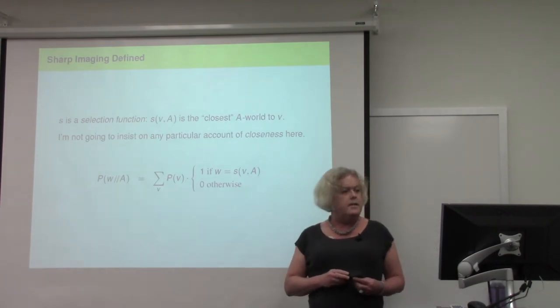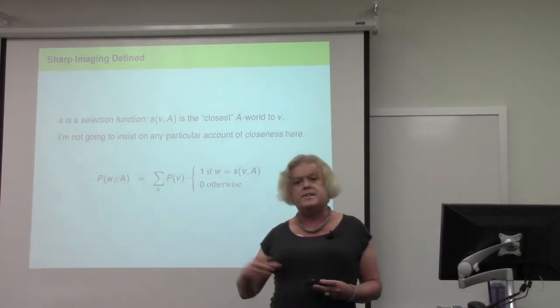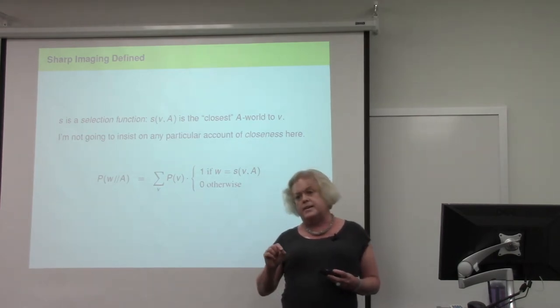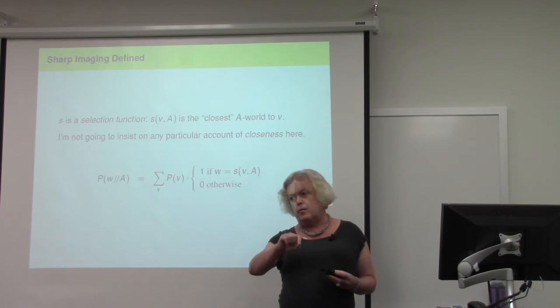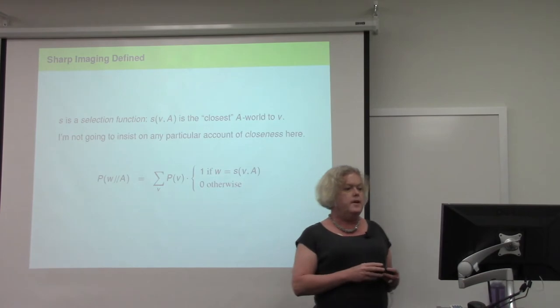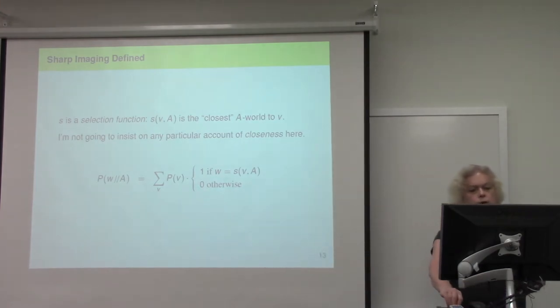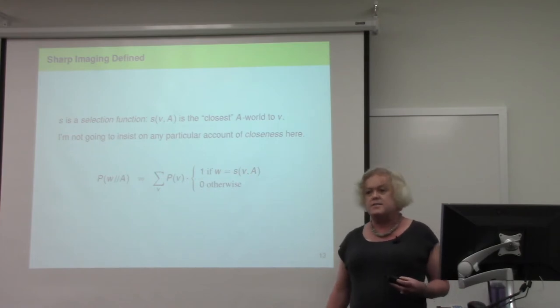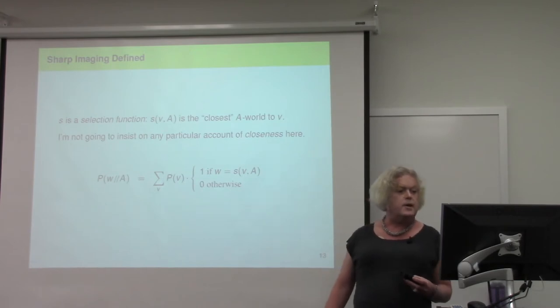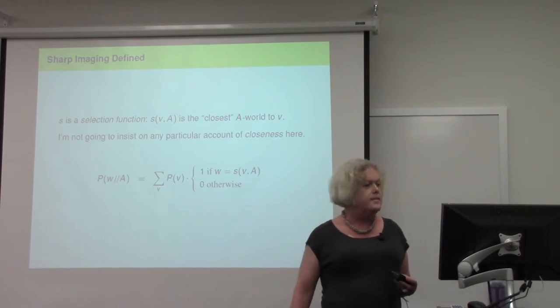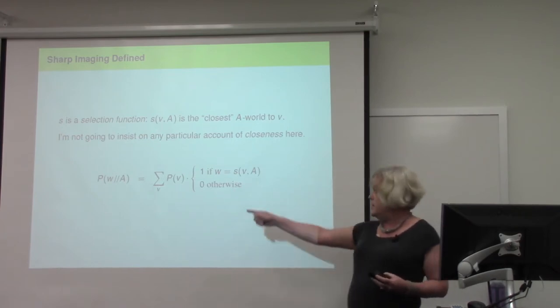Okay, so let's think about the case of sharp imaging. Sharp imaging, as in the diagram I just drew, is where all of the probability is assigned from a prior world to a single A world, right? Where the single A world closest to V is chosen by a selection function, SVA. This is a Stalnaker selection function. As I said, I'm not going to insist on any particular account of closeness here, but then we can write down the definition of imaging in the following way.